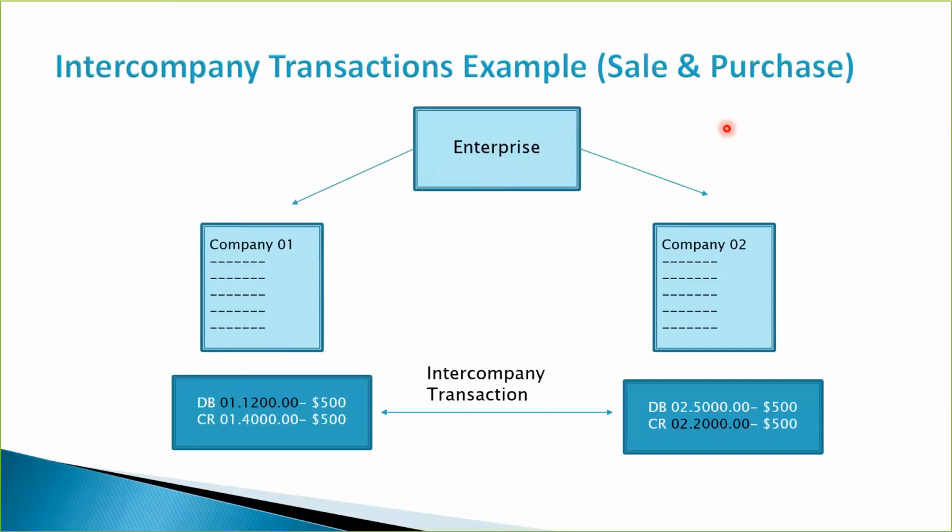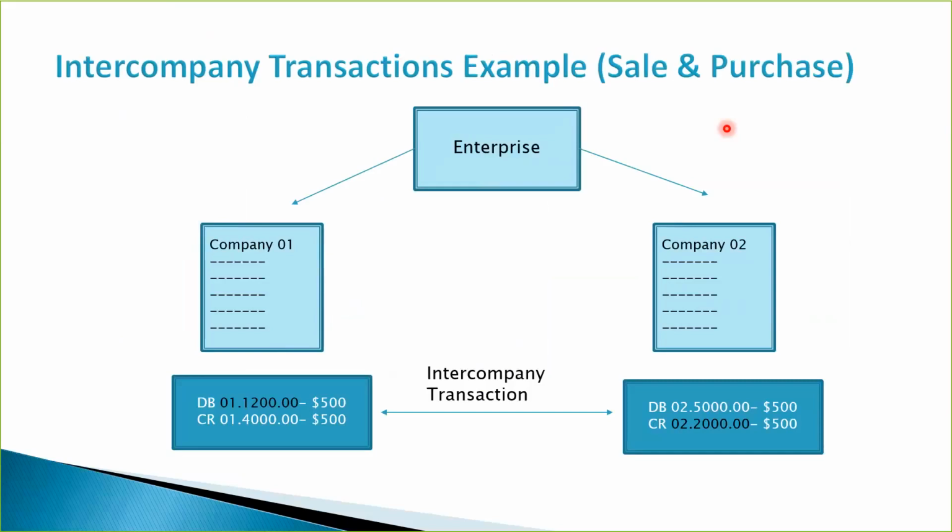So we are going to look at examples of intercompany transactions that these two companies belonging to the same corporate enterprise might enter into, right? And the kind of accounting that might be produced by these transactions, okay? So let's start with this first example, which is a sales and purchase transaction. So we have these two companies, company 01 and company 02.